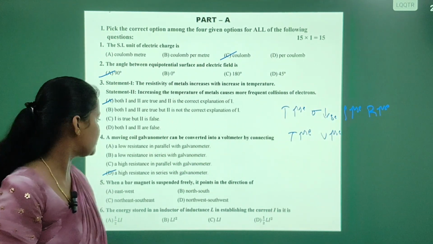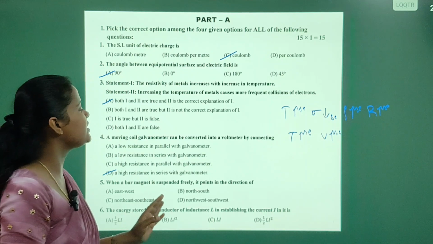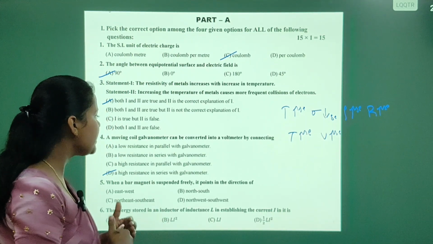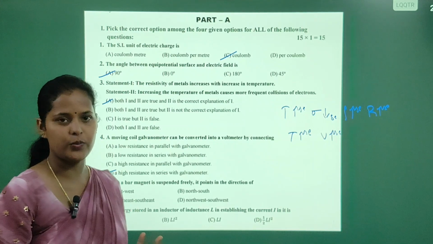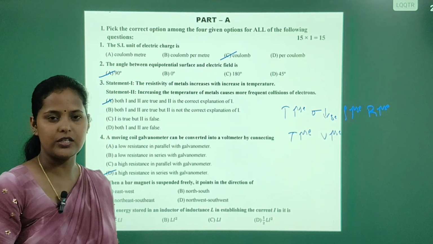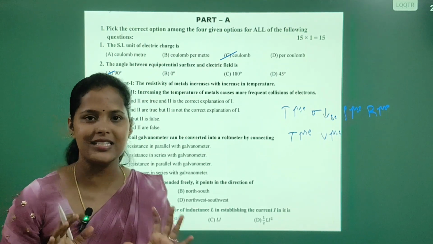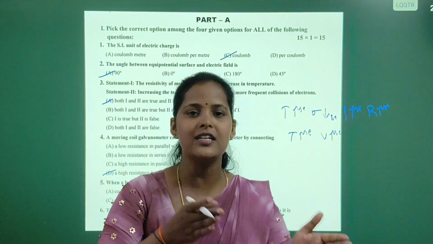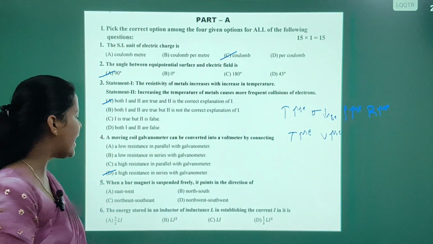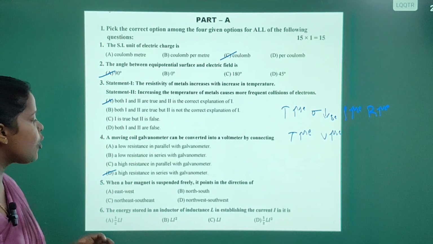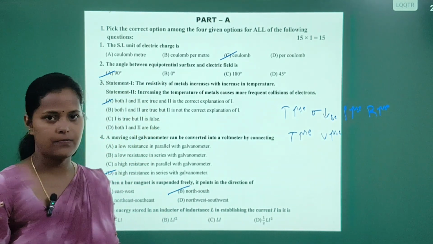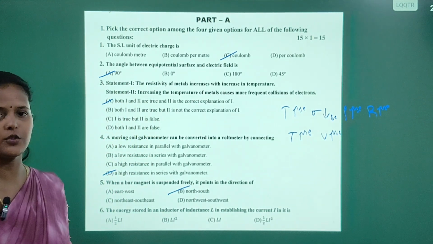Now the fourth question: a moving coil galvanometer can be converted into a voltmeter by connecting... So, how can you convert the galvanometer into the voltmeter? A high resistance in series with the galvanometer. If we connect a high resistance in series with the galvanometer, that galvanometer is converted into the voltmeter. Next, the fifth question: when a bar magnet is suspended freely, it points in the direction of... Obviously, we know it is the north-south direction. Option B is the right answer for this question.